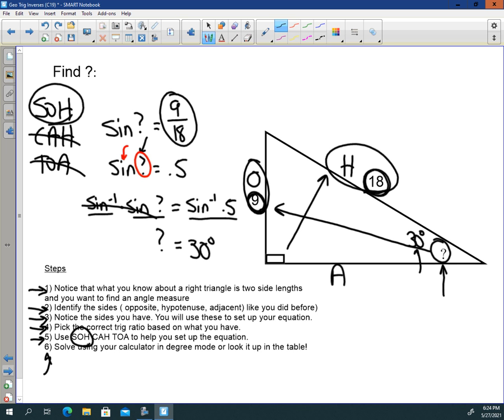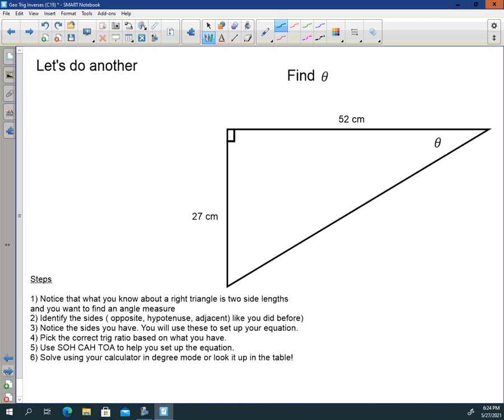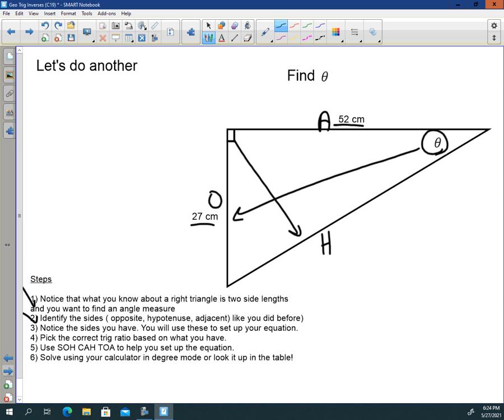All right, let's do it again so you can see it again. Notice what you have in a right triangle is 2 side lengths, and you want to find an angle measure. So here's a side length, here's a side length, and we do not know theta. We're going to identify the sides just like we did before. Across from theta is the opposite. Across from the right angle is the hypotenuse, which leaves this one to be the adjacent.